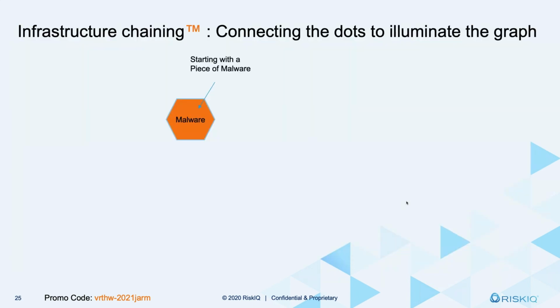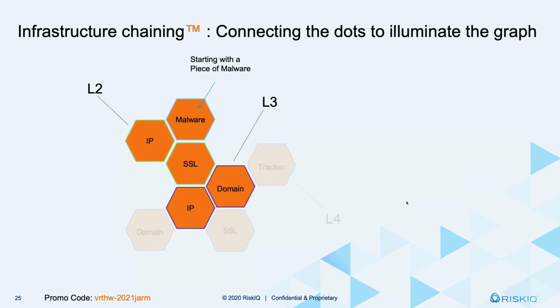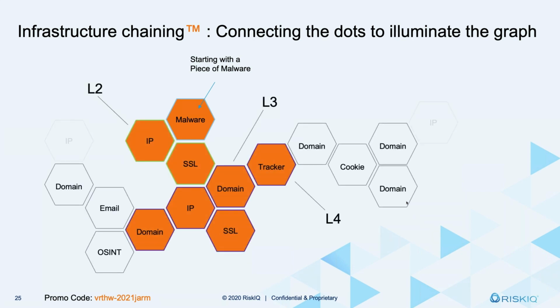So if you start off with a single piece of malware, something bad, we can say, oh, that was coming from this IP address, and there's a cert associated with it, and that cert's associated with this domain, and there's this tracker. And we do this thing called infrastructure chaining, where we build it all out to give you that full picture. So you have the complete understanding of how everything links together with other domains and other things. And so as we go through, we call it pivoting through the data sets, you build this relationship out.